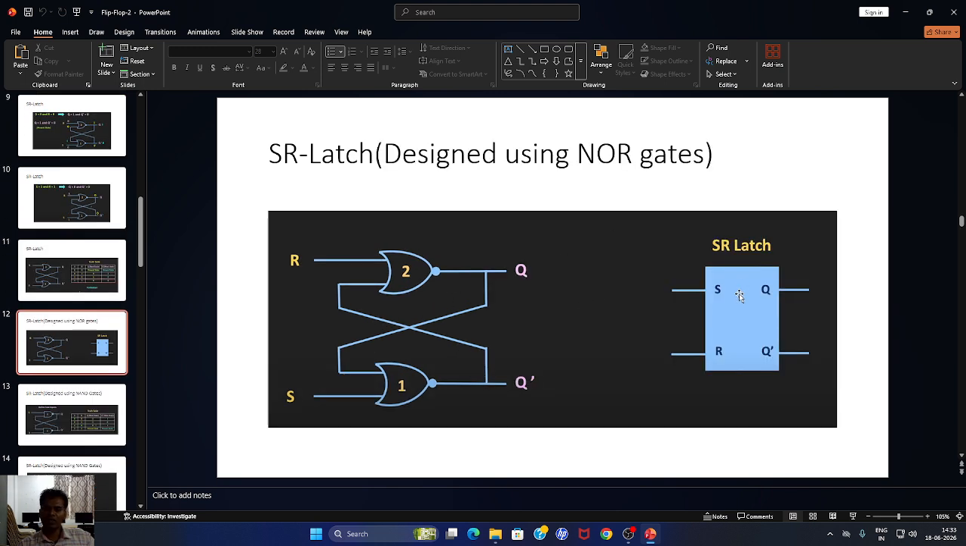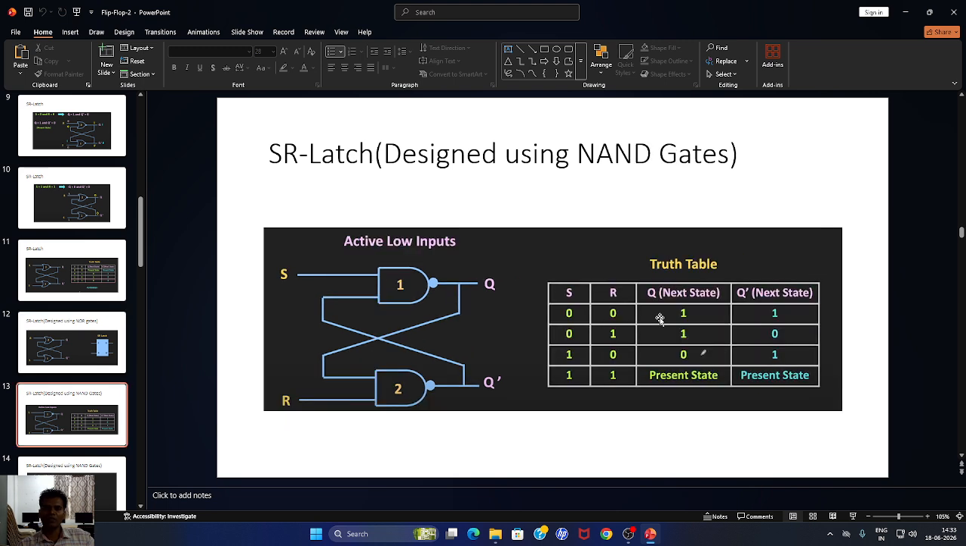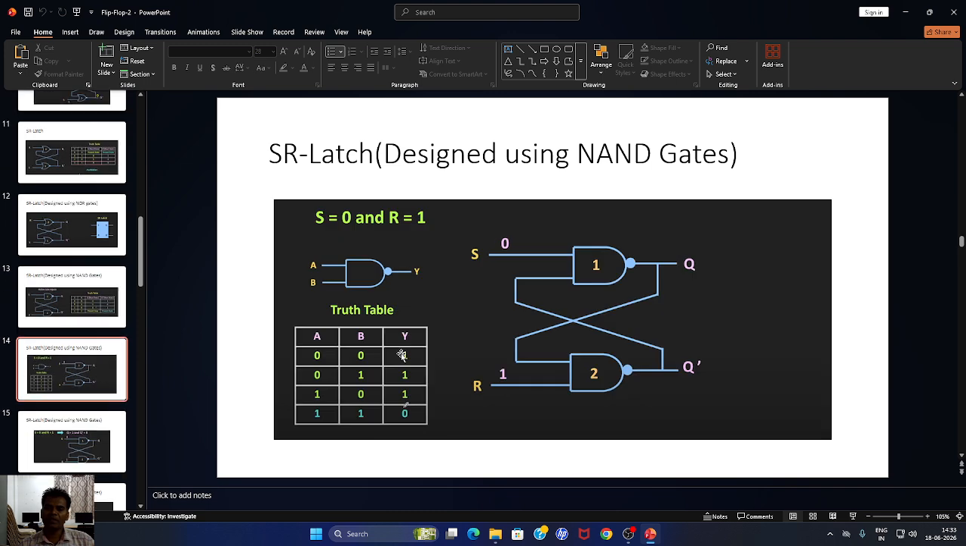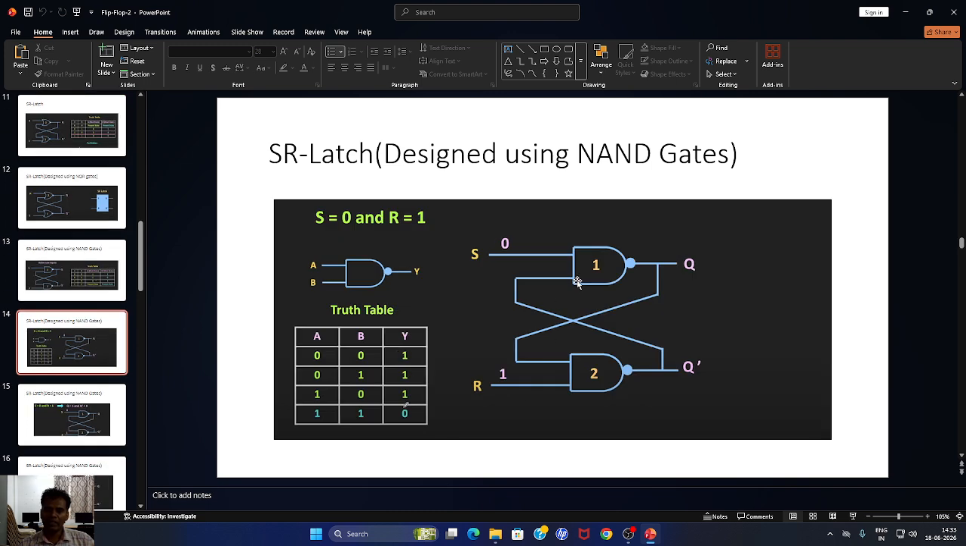Okay, this is the corresponding symbol of the SR latch. This is the logic diagram and this is the corresponding symbol, right? And we can also implement the SR latch using NAND gates. This is the logic diagram and this is the corresponding truth table. And you know the basic functionality of the NAND gate.